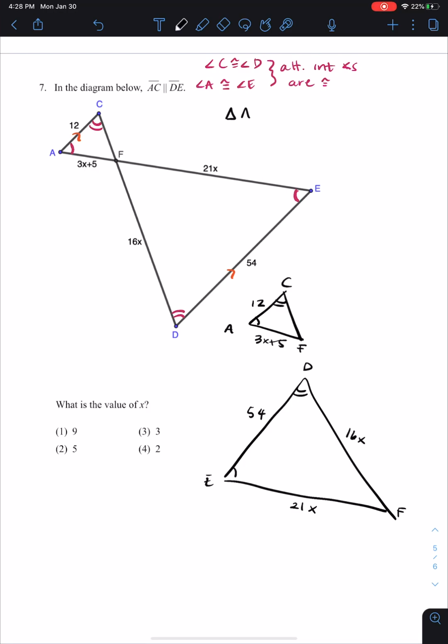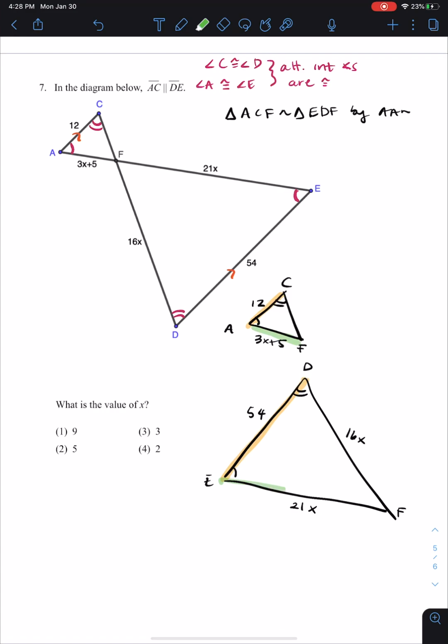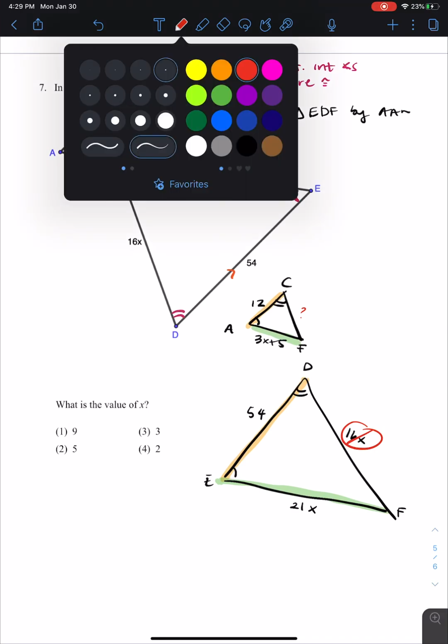So again, we know that triangle ACF is similar to triangle EDF by angle-angle similarity. All right, so we can set up a ratio based on the corresponding sides. So we have AC, which corresponds with ED, and we have AF, which corresponds with EF. So the side that we're not going to use is the information on side DF because there's nothing on this corresponding side CF.